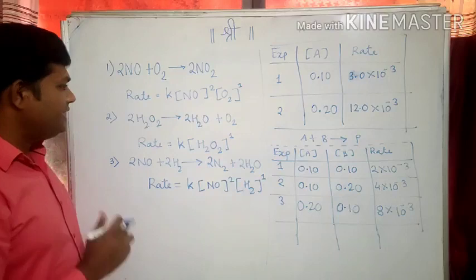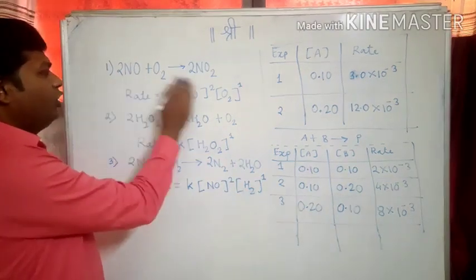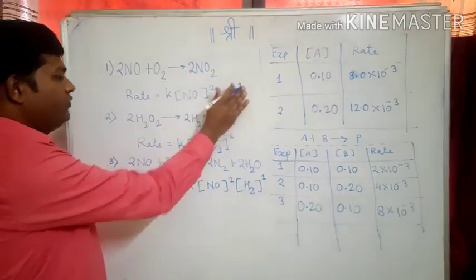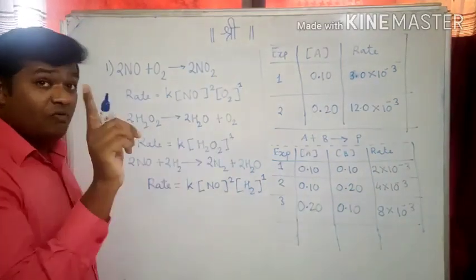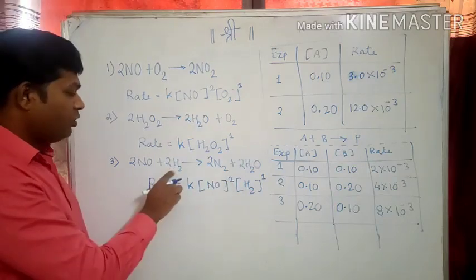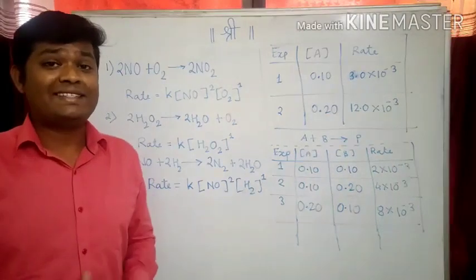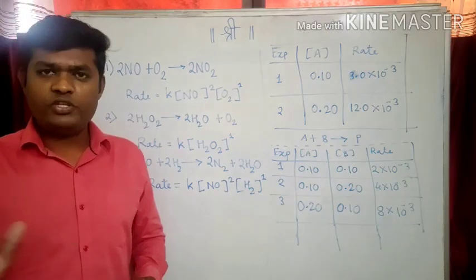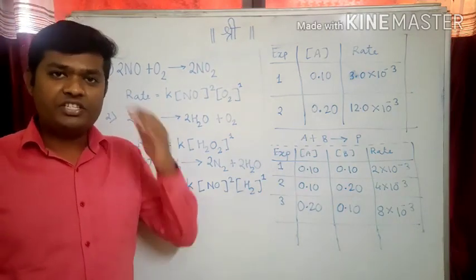In this you can see that the coefficient of NO is 2, order is 2. Coefficient of O2 is 1, order is 1. Coefficient of H2O2 is 2, but order is 1. Coefficient of NO is 2, order is 2. Coefficient of H2 is 2, but the order is 1. So order is not the same as coefficient. Order is not coefficient. Order is determined experimentally. So don't write coefficients as order.